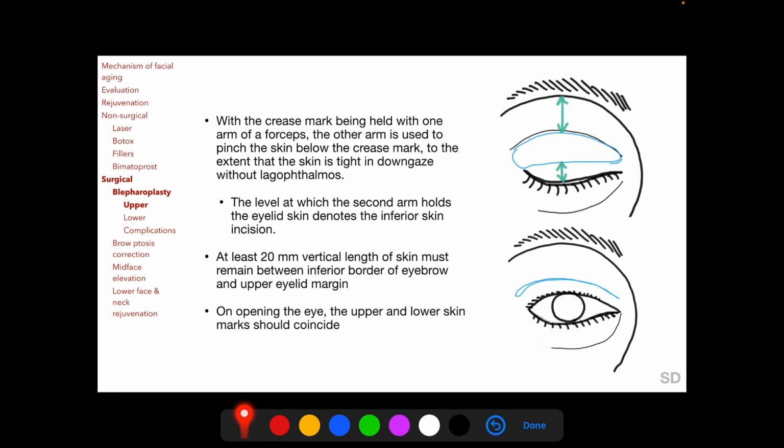As a rule of thumb, after the skin excision, at least 20 mm vertical length of skin must remain between the inferior border of the eyebrow and the upper eyelid margin. And ideally, on opening the eye, the upper and the lower skin marks should coincide.